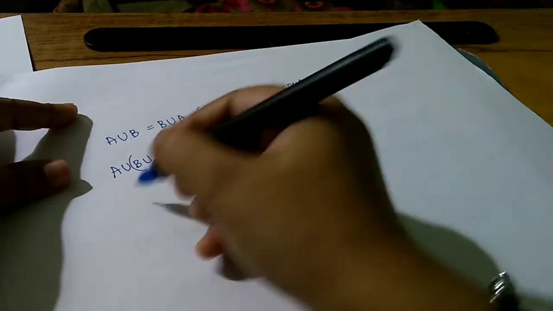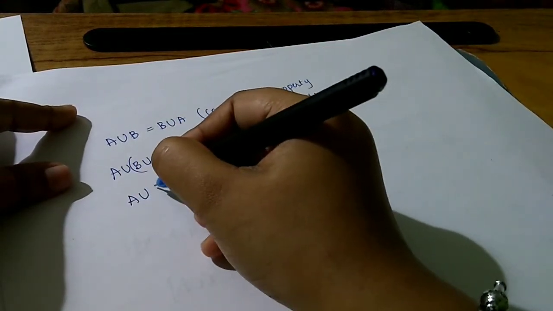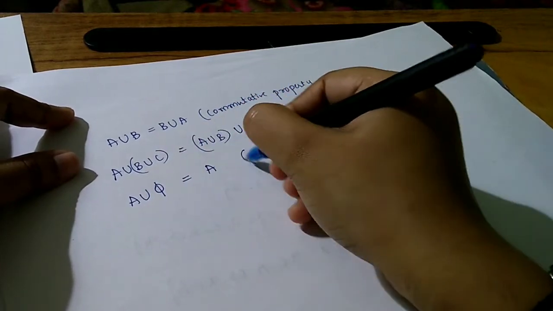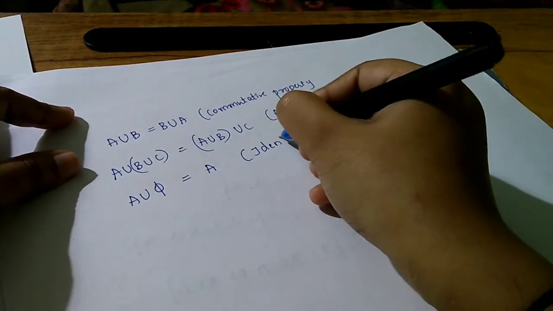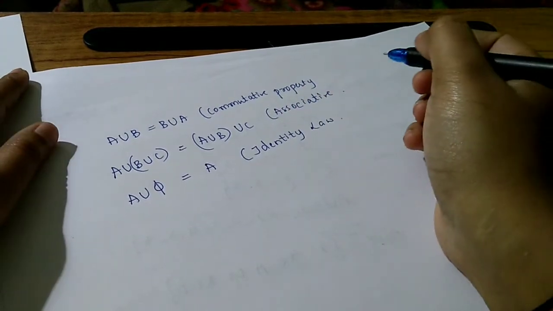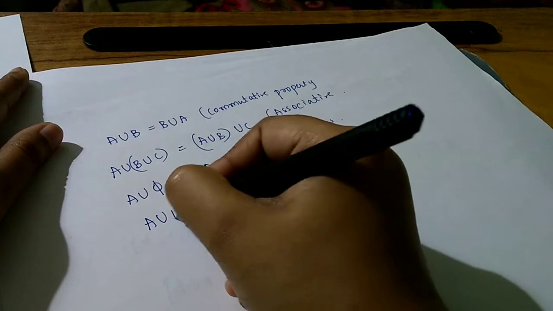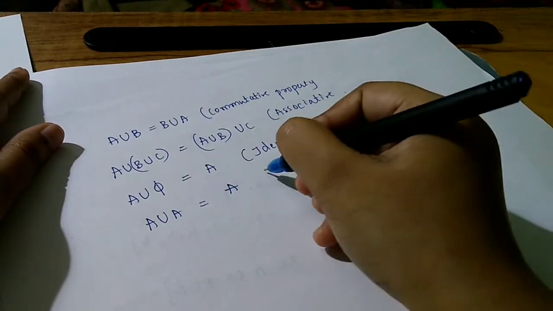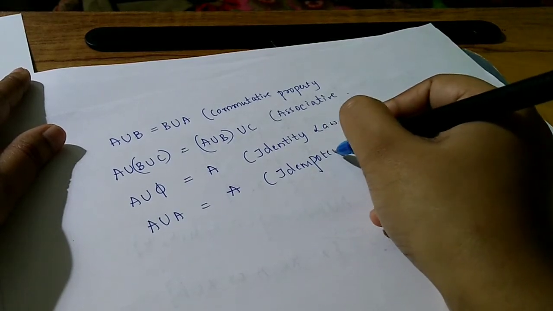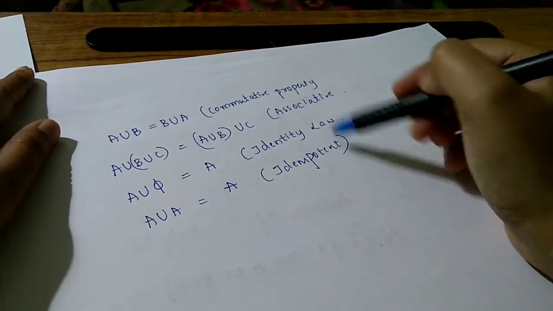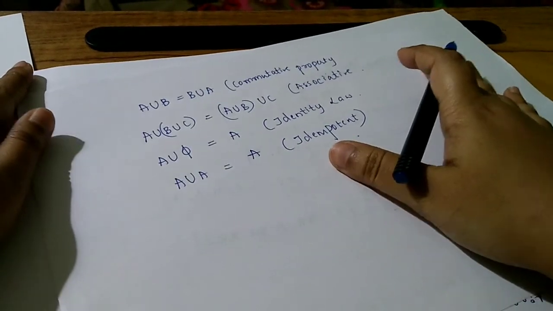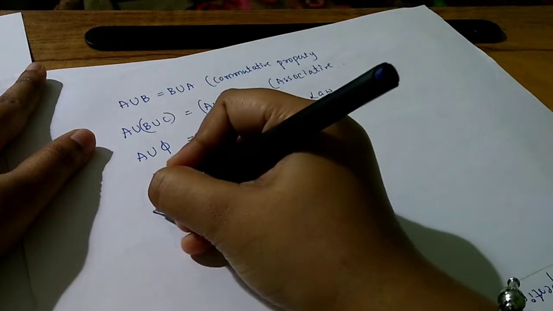Then identity law. What is identity law? A union null set is equal to what? A itself. This is the identity law. Then A union A is equal to A itself. This is the idempotent law. So these are a few properties on union of two sets. So this is all regarding union of two sets. I had already explained this.